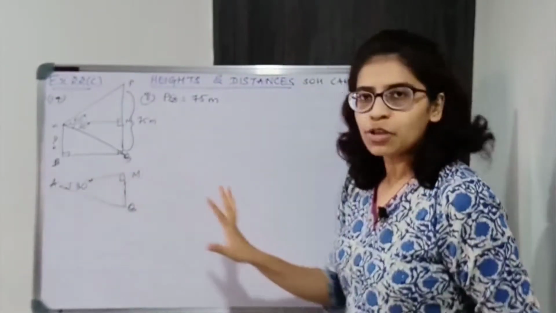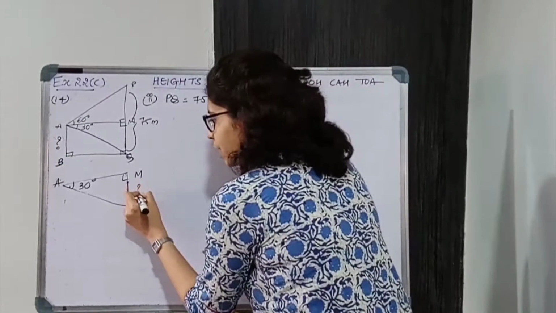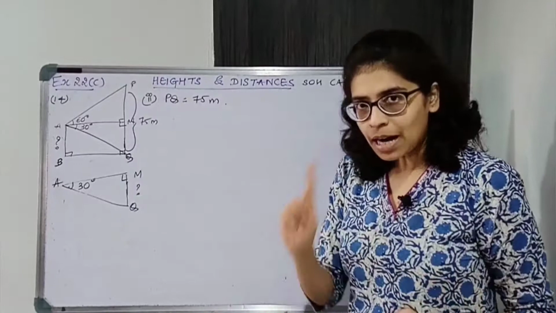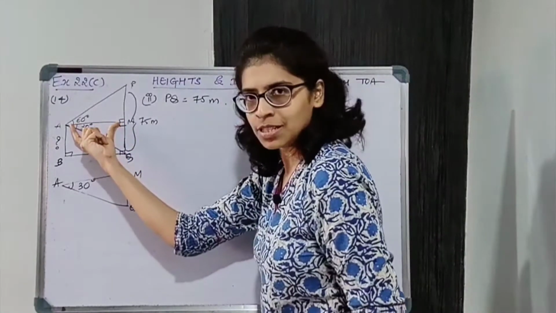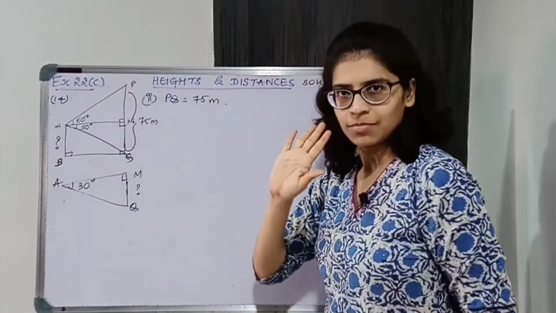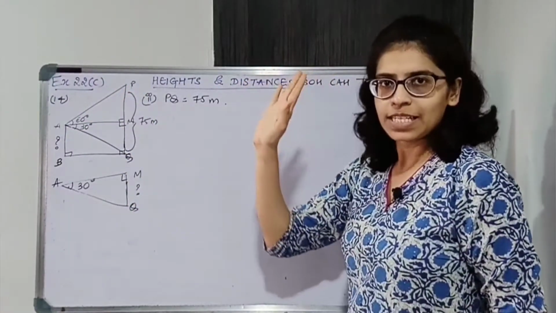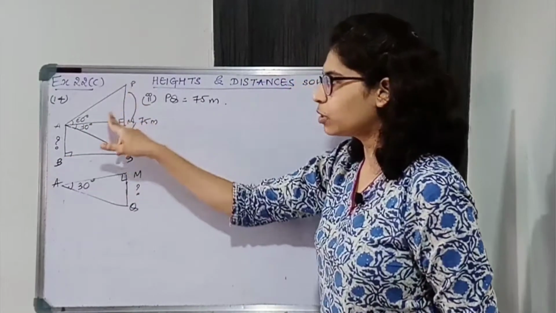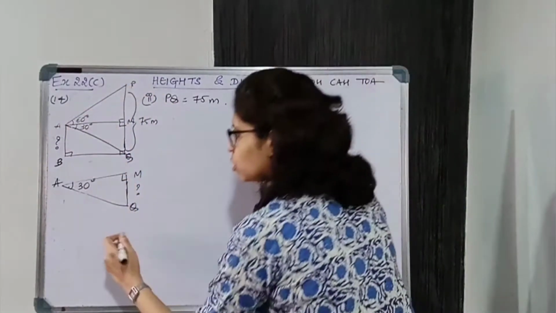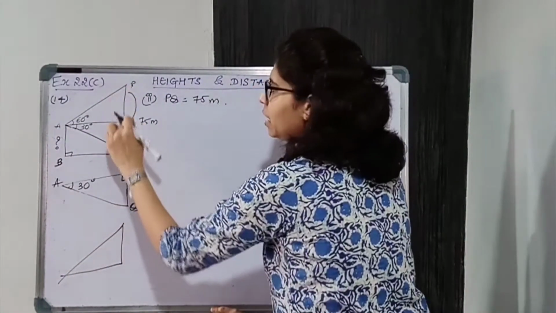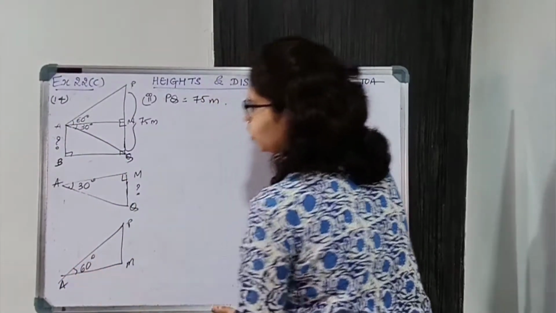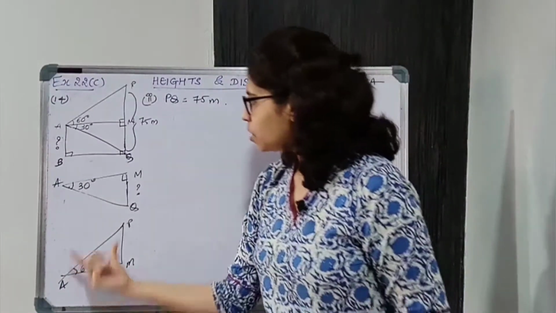Now if you consider this triangle, I have to find MQ. I know one angle, but do I know any side? I don't know. But I do know that AM is a side of QMA also, and it is also a side of PMA. Correct? In the first part also we related it the same way. AM is a side of both the triangles, both the right angle triangles. So let us draw PMA also. So PMA, I'm drawing this separately for easy understanding. It becomes very easy. Now AM is present in both.